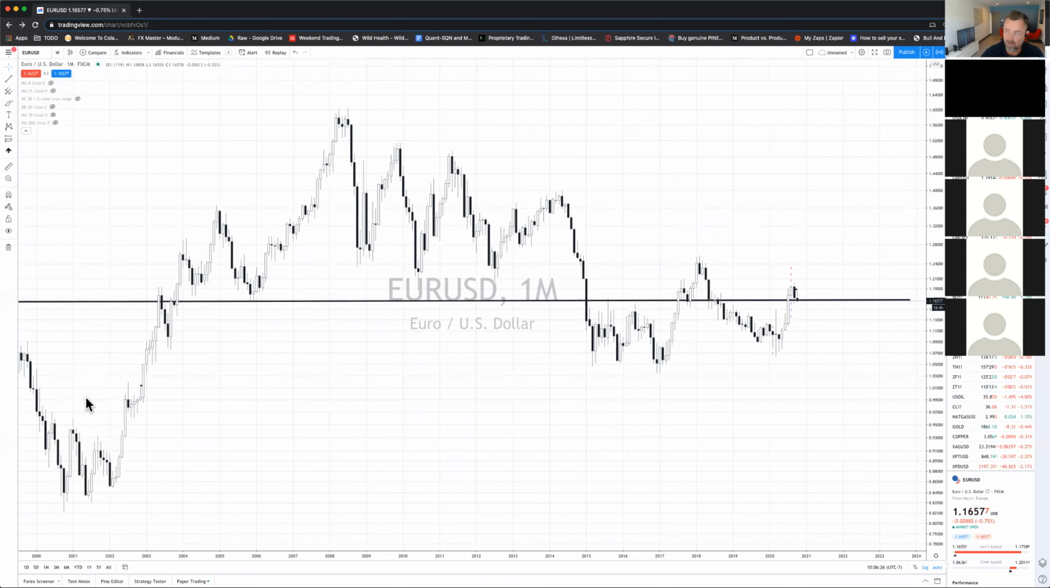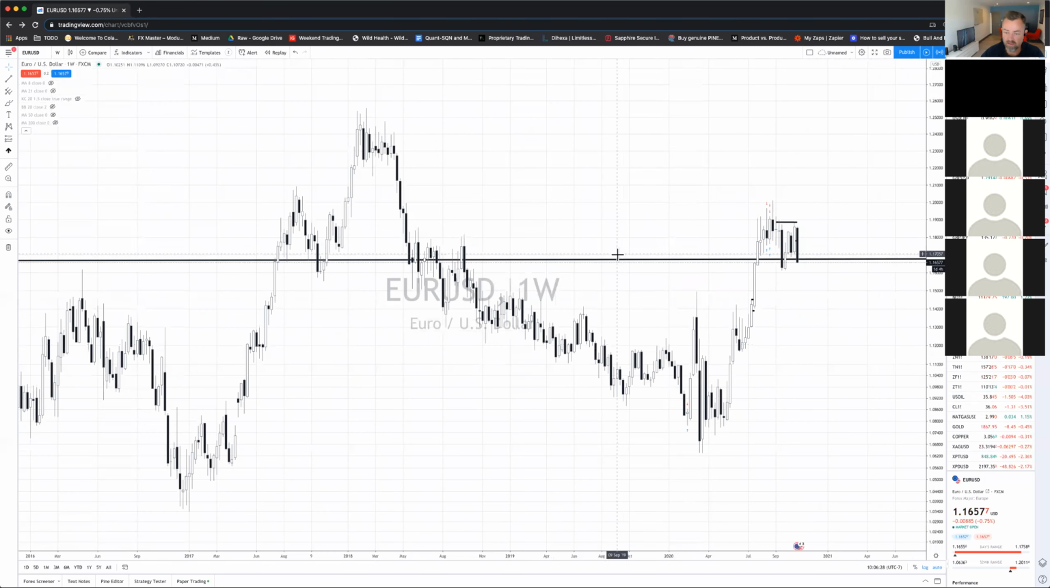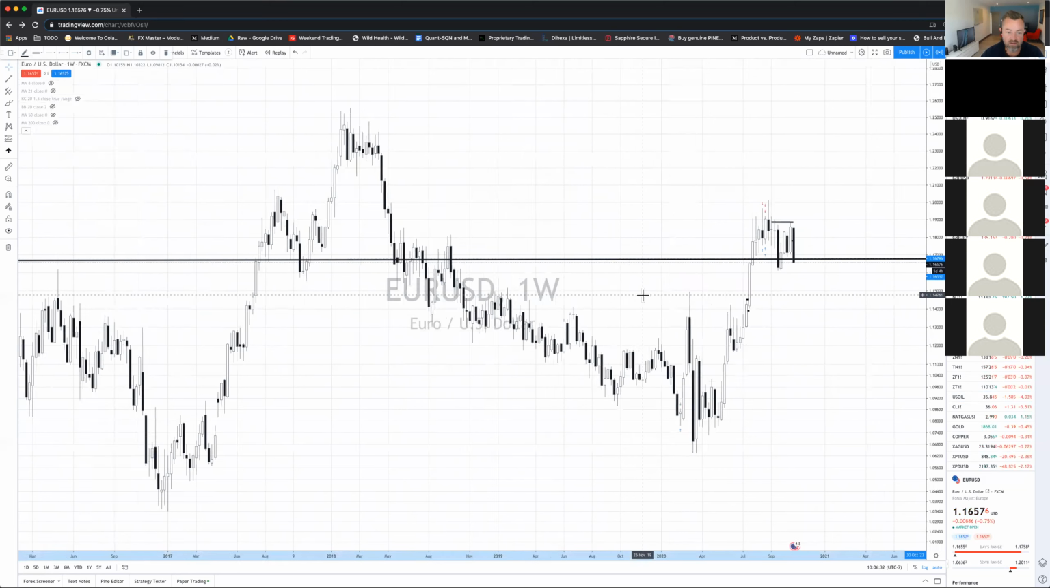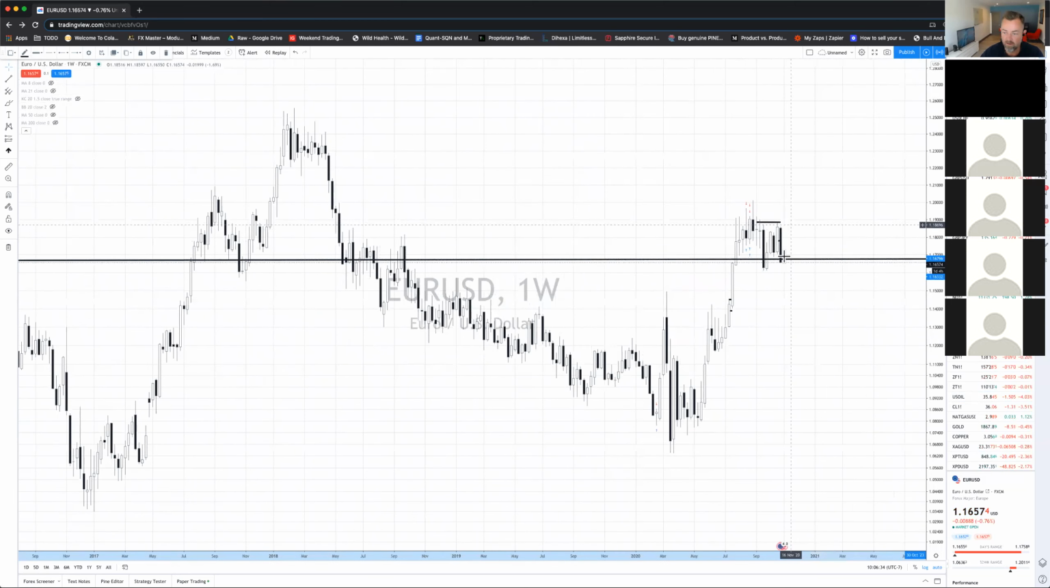Let's get down to the week and take a look. As you can see, that level is still extremely important. One week up, one week down, where there's a whole lot of congestion here. Lower highs, now we have higher highs again, higher highs, higher lows potentially. A whole lot of congestion here on the weekly.